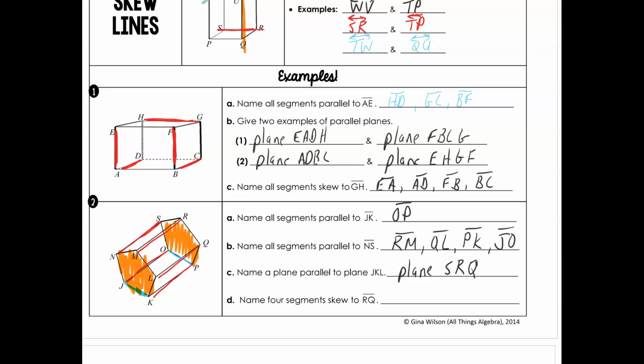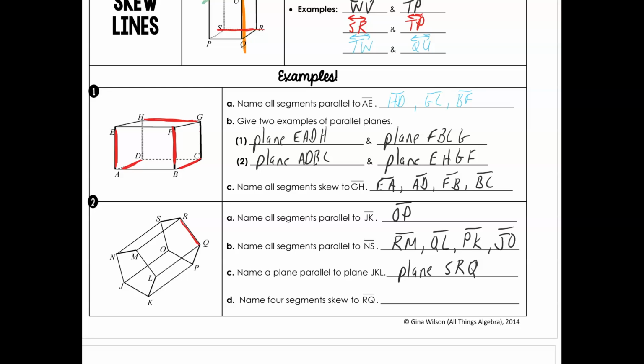All right, let's name 4 segments skew to segment RQ. So let me erase what I have here. Let's find segment RQ. Where's the R and there's the Q. So here's segment RQ. Now we want to find 4 segments that are skew to it. I'll pause it and then I'll highlight them and show you which ones they are.